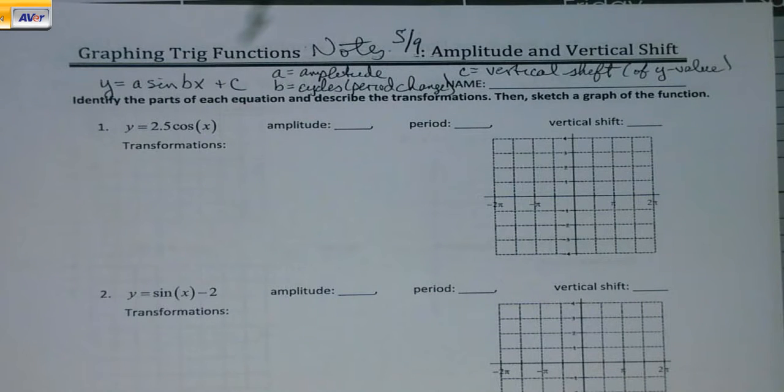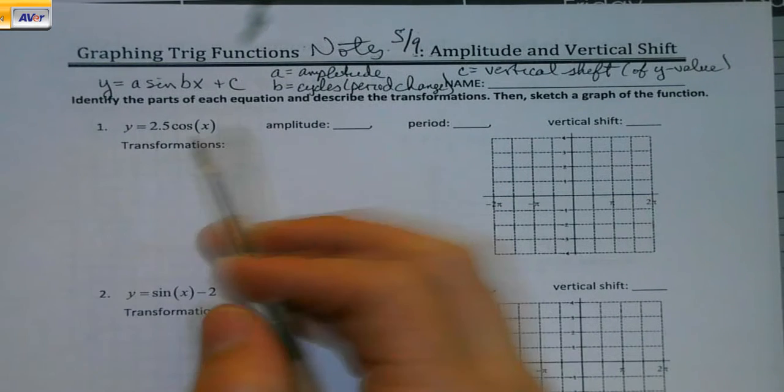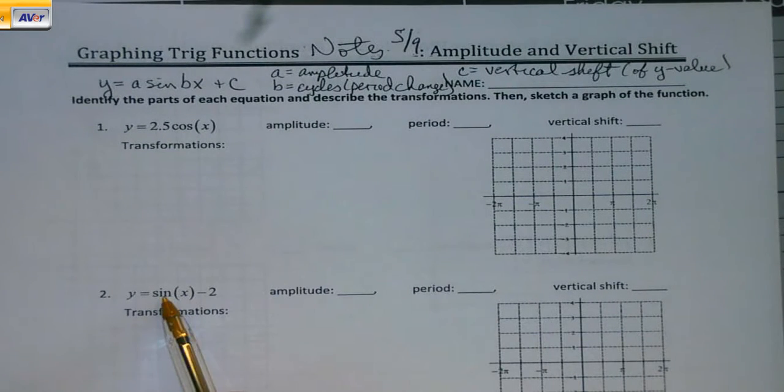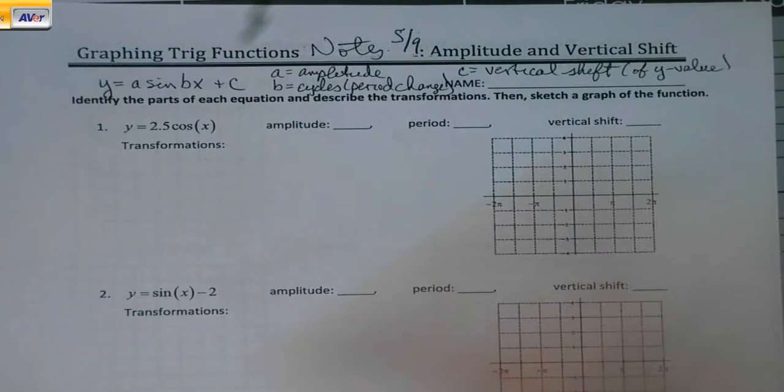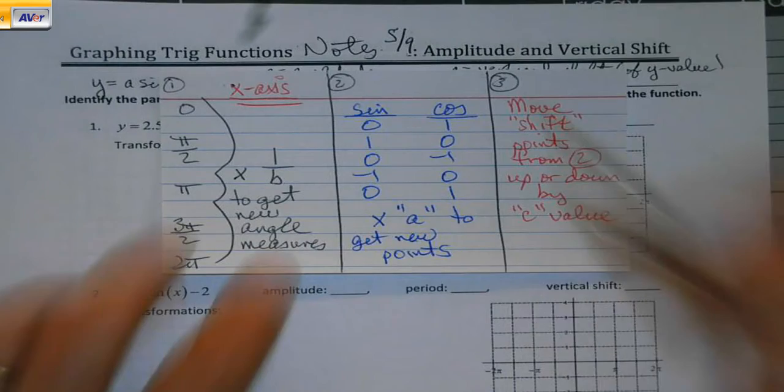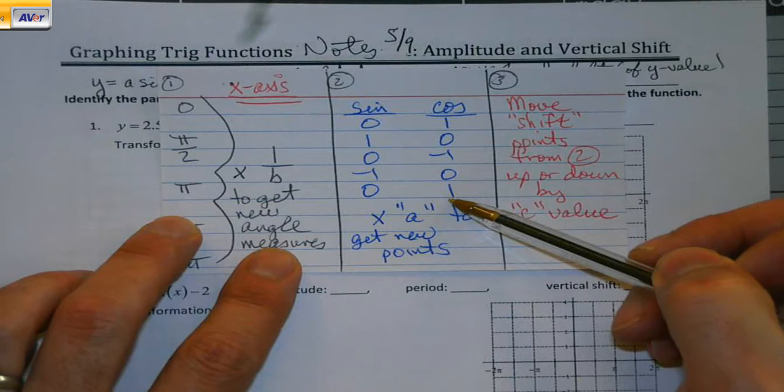So as we add a vertical shift in to our graphing, I have to pay attention to a couple of things now. I'm going to start going back and forth between sine and cosine. Well, what difference does that make? Well, quite a bit, being that those points are completely different.